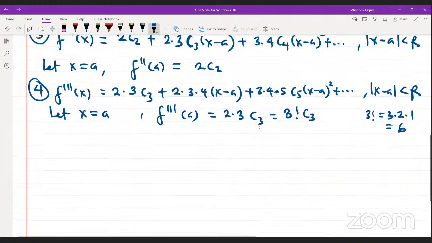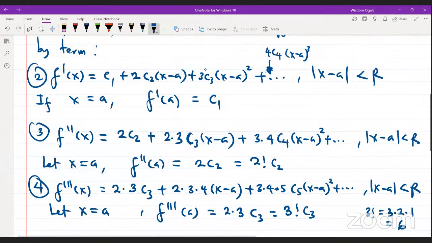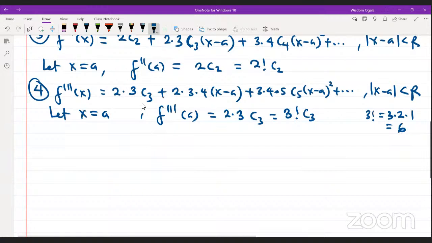If I wanted to write 2c2 in terms of factorial, I could have just done 2 factorial c2. Now, we begin to see that there's a pattern, right? F prime of a gave us c1. Now, from equation 3, f double prime of a gave us 2 factorial c2. Now, go to equation 4. F triple prime of a gave us 3 factorial c3. As we keep doing that, we see there's going to be a pattern. If we go to the next one, the fourth derivative at a is just going to give us 4 factorial c4, 5 factorial c5, and on.